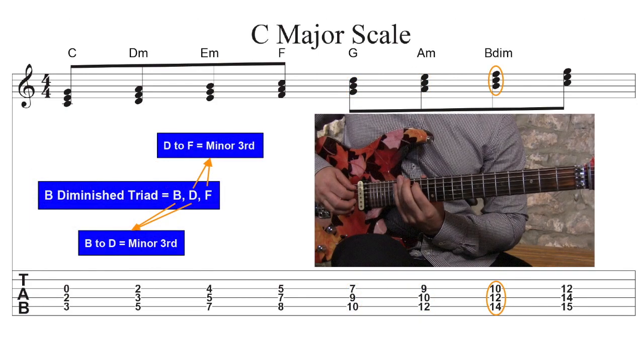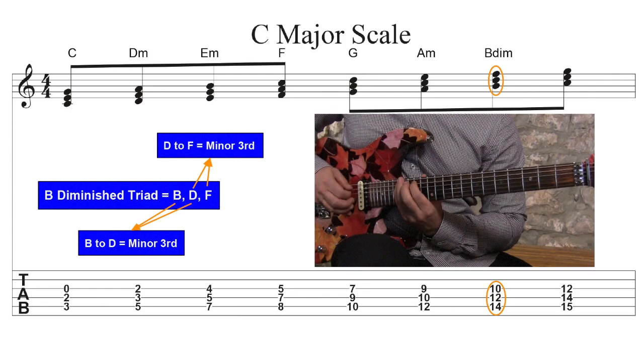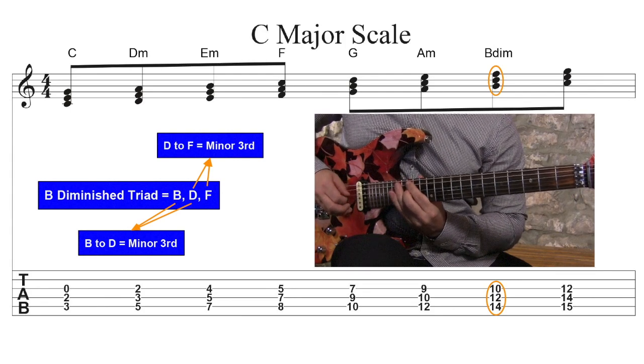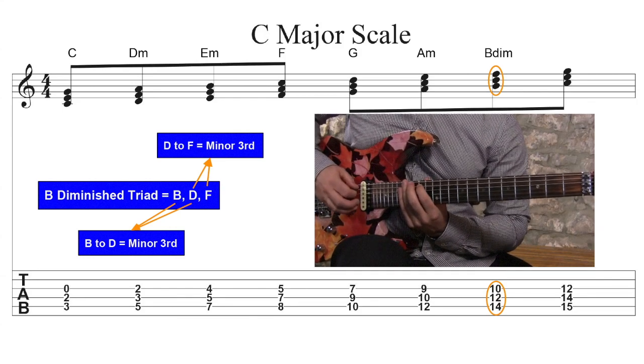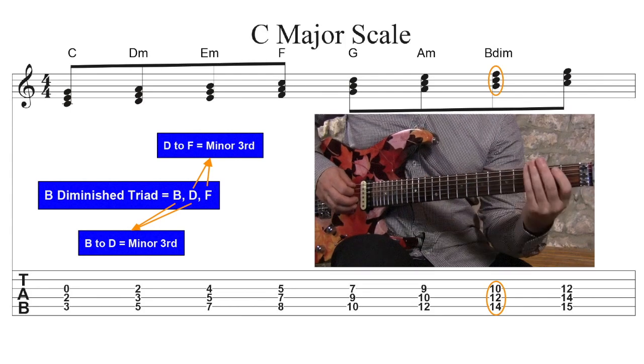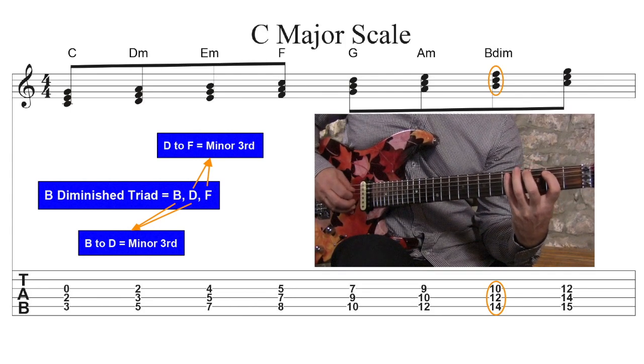If we start at B, skip C and take D, skip E and take F. Well, that sounds pretty sinister. That's a little different. Now with this one, we have a minor third from B to D. Play down here as well. And then D to F, another minor third.